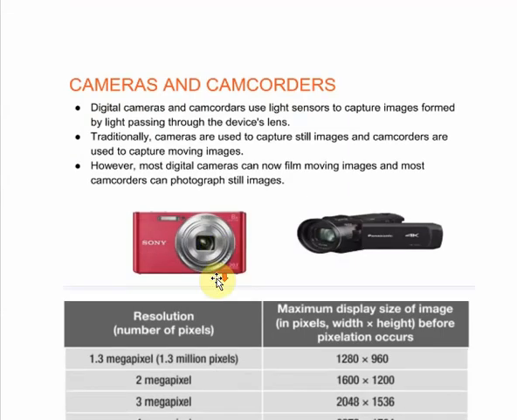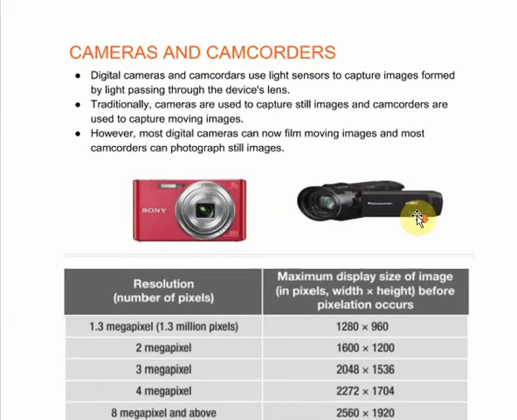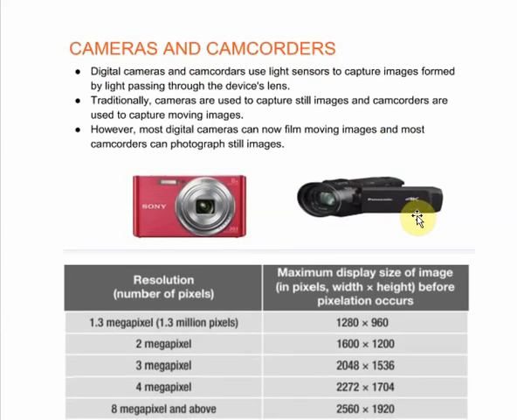Camcorders and cameras. Now camcorders are normally used to take moving images and cameras still images, but nowadays a digital camera supports both. But we have to understand what is meant by camera and what is meant by camcorder. Here the quality depends on pixels. Normally it uses light, right? A light beam passes through the lens and it creates the image. The quality depends on the resolution.